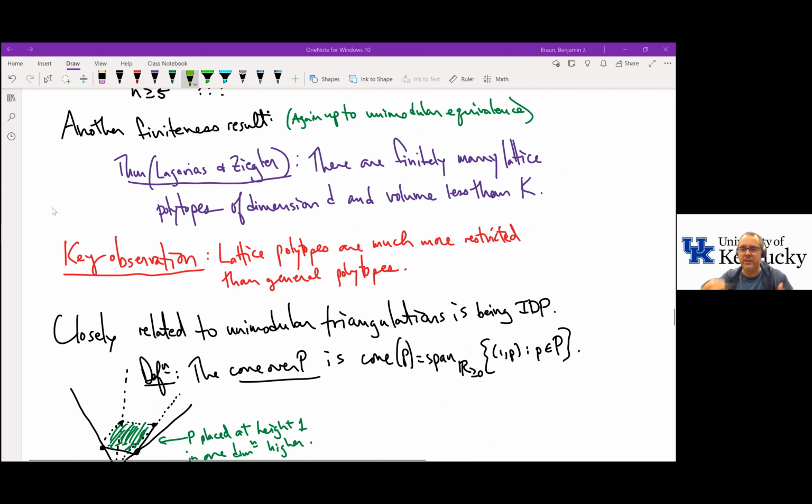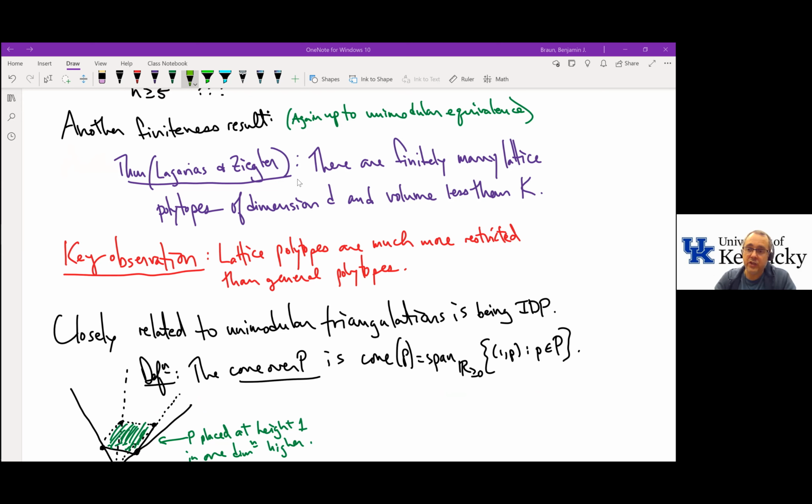Okay, so here's another finiteness result. Again, I'm trying to emphasize that lattice polytopes have this nice enumerative flavor. There's a theorem, from the 90s by Lagarias and Ziegler, that there's only finitely many lattice polytopes of a fixed dimension and bounded volume. So if you fix a volume K and ask how many lattice polytopes there are of dimension D and volume less than or equal to K, there's a finite list.